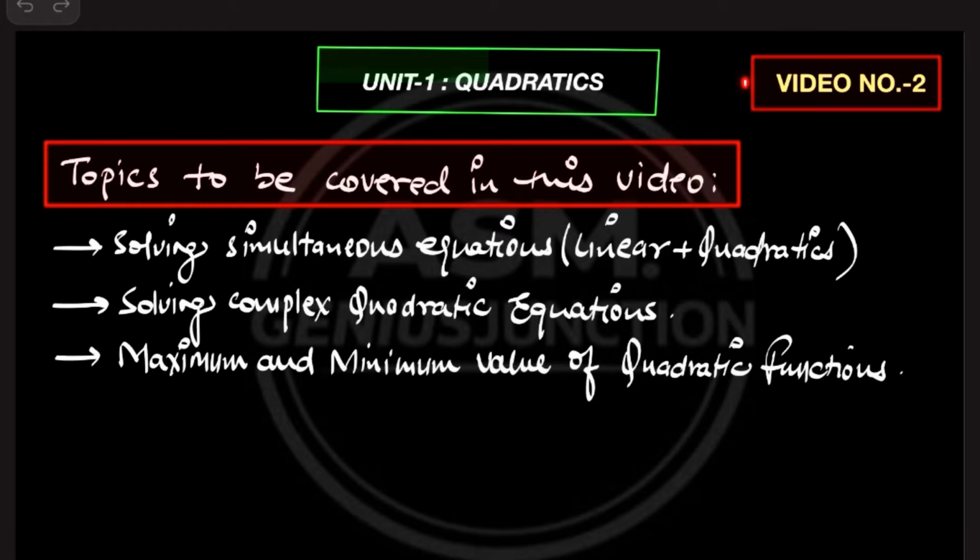In video number 2, we are going to cover the following topics. First, solving simultaneous equations, that is, one linear and one quadratic. We will learn the approach we need to adopt when dealing with a question that has one linear expression and one quadratic expression. Then we need to understand how to solve a more complex quadratic equation. Here, complex means those types of equations which can be reduced to the quadratic equation format. In the third topic, we are going to cover the concept of maximum and minimum value of the quadratic function.